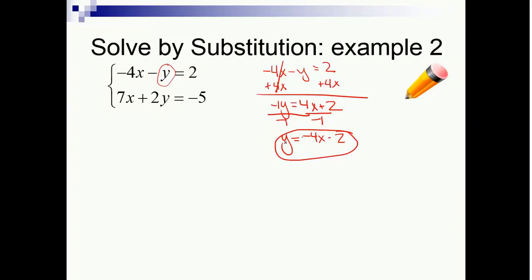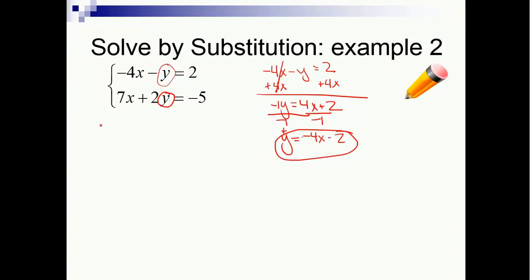Now, what I'm going to do, I can't plug that back in there. Otherwise, it's not going to make sense. It's going to actually give me 2 equals 2, which is true. I need to plug into the one I didn't solve for. So I solved for y, and I'm going to plug in negative 4x minus 2 for my y. I'm going to call in a backup, okay?